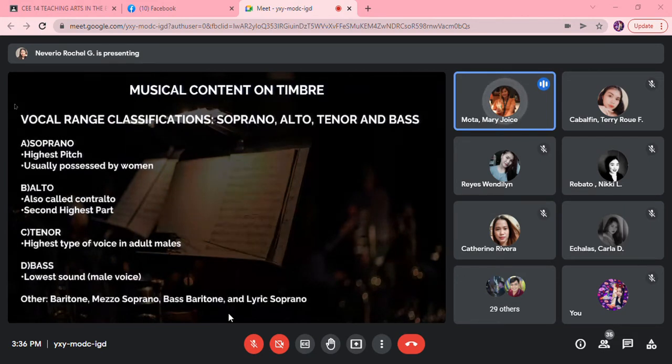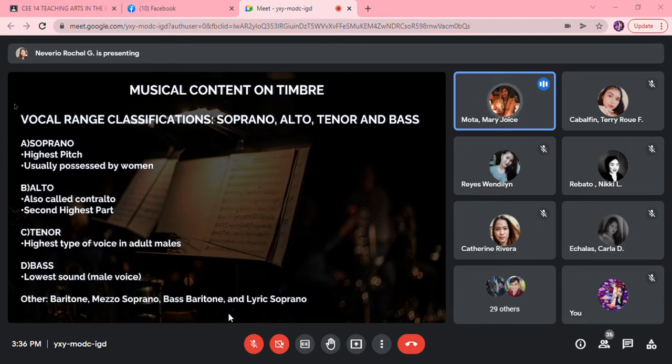Next for the content on Timbre is the vocal range classifications. Ito pinaka-importante lalo sa mga bata. Ito yung pinaka dapat na maalam nila or matutunan, ano ba yung iba't ibang klase ng vocal range, yung classification. So, the first one is the soprano. It is the highest pitch for women. And then the alto, also called contralto, second highest part.